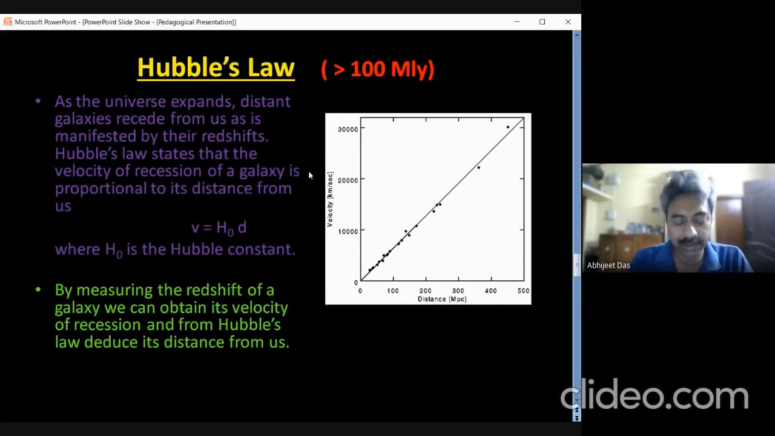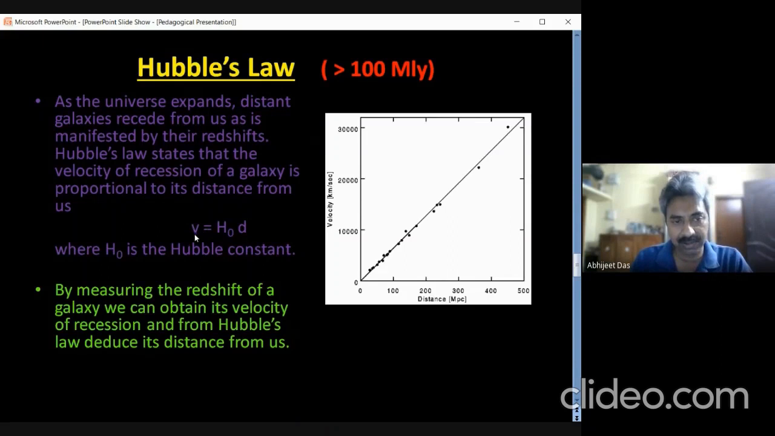what we can use to measure distance is Hubble's law. Now, we know that the universe is expanding, and due to this expansion, the galaxies are moving away from each other. So what we see from us is that the galaxies move with a speed of recession which is proportional to the distance of the galaxy. So this is called Hubble's law. That means the velocity of recession of a galaxy is proportional to the distance it is from us. So the more distant a galaxy is, the more will be the velocity of recession.